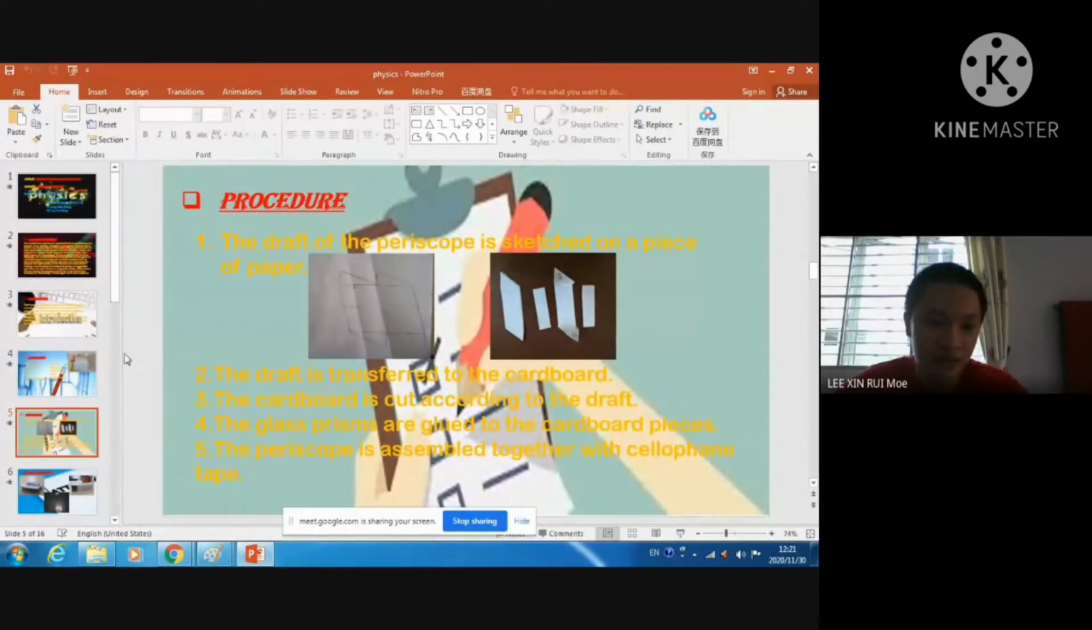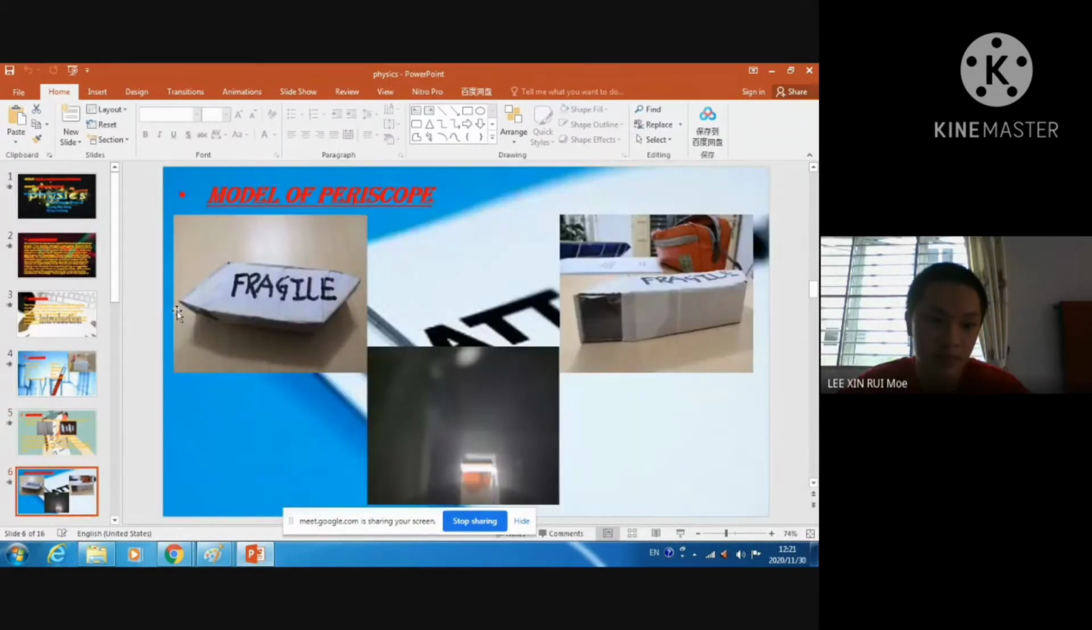And this is the procedure of how we make this model of the periscope. The draft of the periscope is sketched on a piece of paper. As you see in the picture, the draft is transferred to the cardboard. The cardboard is cut according to the draft. The glass prisms are glued to the cardboard pieces. The periscope is assembled together with cellophane tape. And this is the model of our periscope.